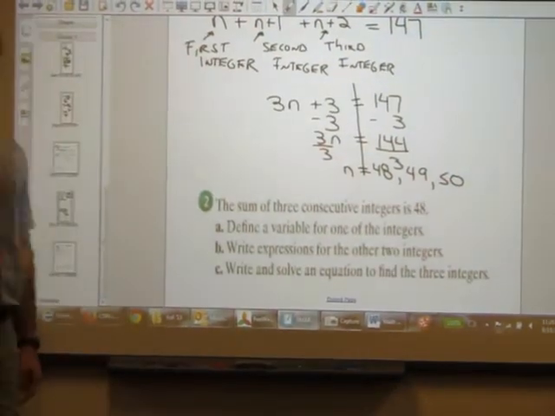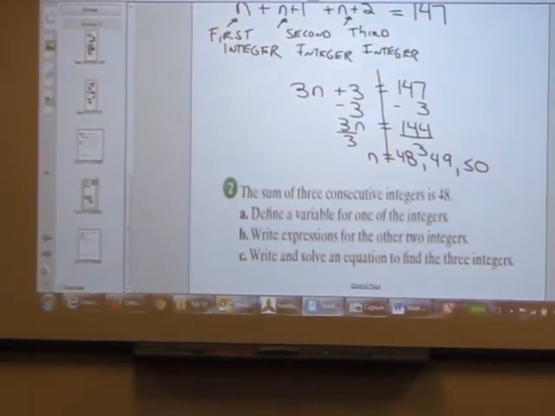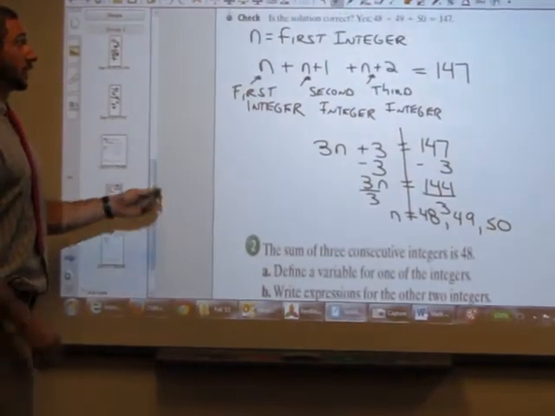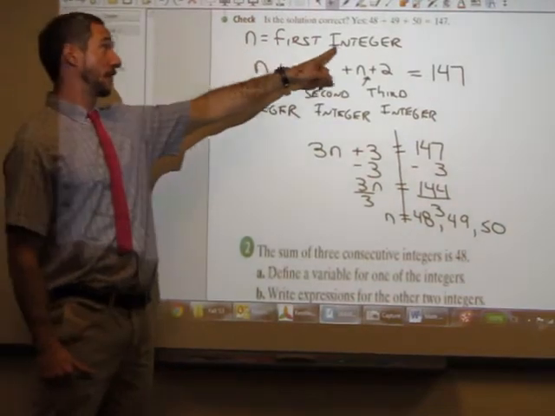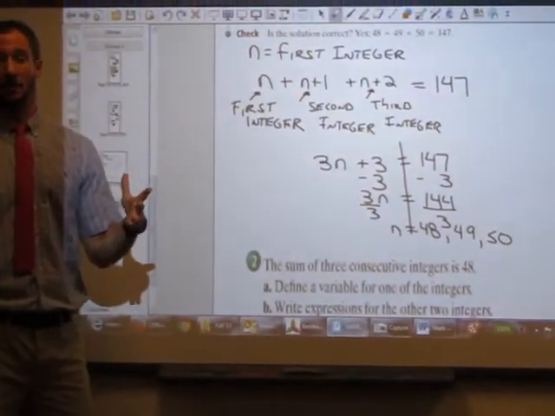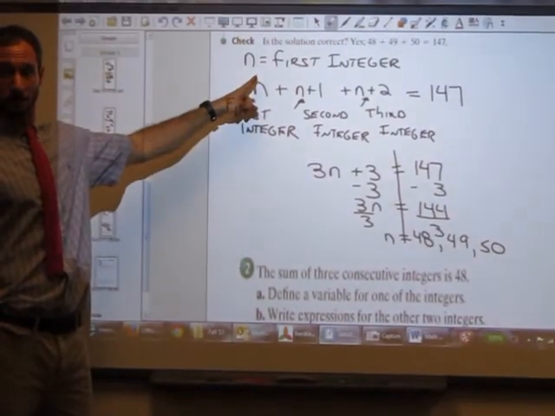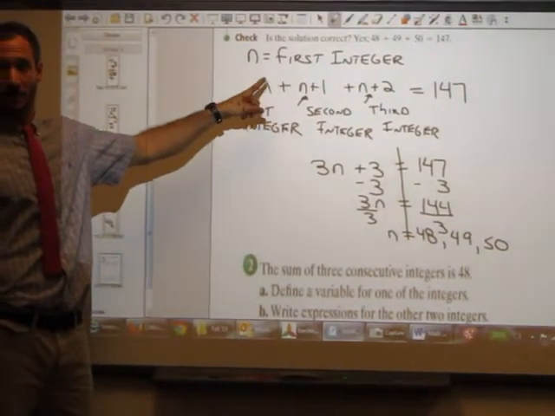Oh, that makes sense. But how exactly did we know how to set it up? And then we check by adding them all up, right? The first thing we did, Matthew, was we defined our variable. We don't know what the first number was. So when we don't know what something is, what do we do? We assign a variable to it.